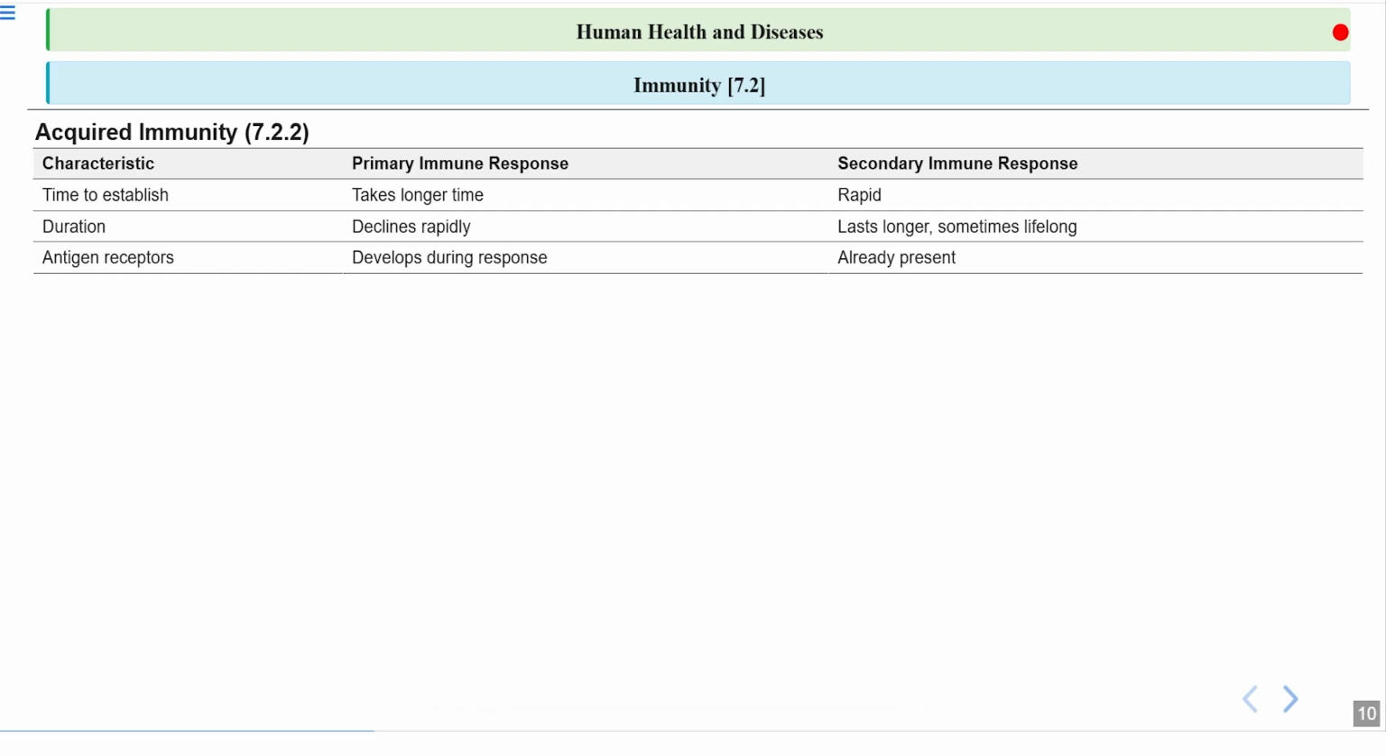So the initial response is slower and the protection it provides declines relatively. However, during the primary response, the immune system also generates memory cells. During subsequent encounters with the same antigen, the secondary immune response kicks in, which is significantly more rapid because the antigen receptors are already present and the immune system can react more quickly. This secondary response provides stronger and longer lasting immunity, sometimes even lifelong protection against the specific pathogen.